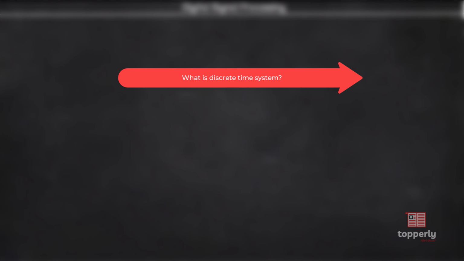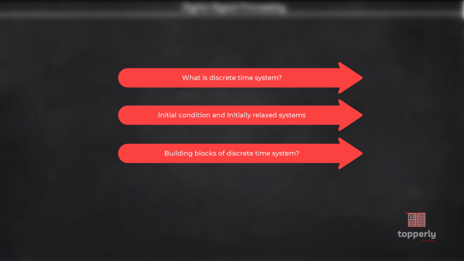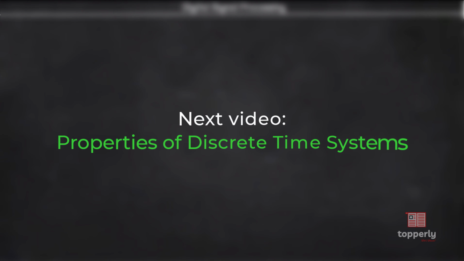That's all for this lecture. To summarize, we learned what is a discrete time system, the importance of initial condition, and the basic building blocks of a discrete time system. In the next video, we will learn about properties of discrete time systems.